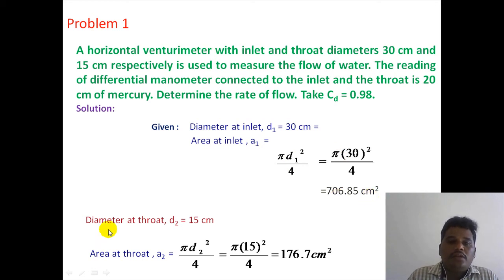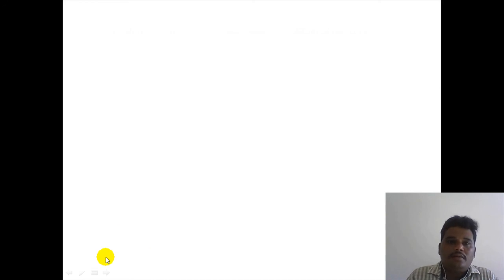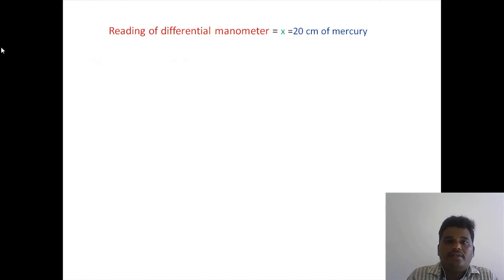Next, the diameter of the throat D2 is equal to 15 centimeter. Now the area of the throat A2, we know the formula, it is also a circular section, pi by 4 d2 square, that is pi by 4 into 15 square, which is 176.7 centimeter square. Next, the reading of the differential manometer X is equal to 20 centimeter of mercury.